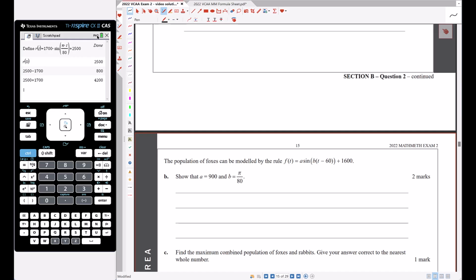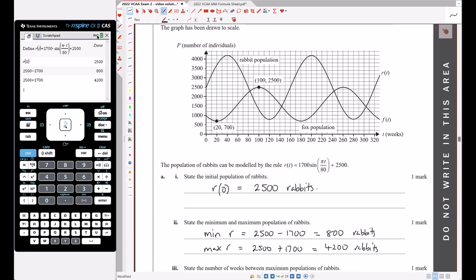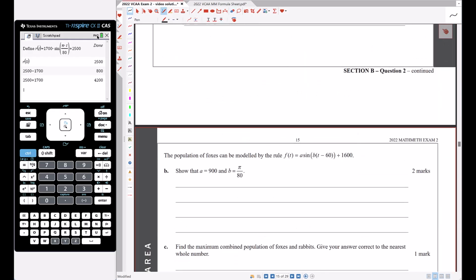I remember this as well because I think to show that B equals pi on 80 is really trivial, because you are told that the periods are the same and therefore this dilation factor should be the same. So there's not really anything to show, but you should probably draw that information together to make that statement.